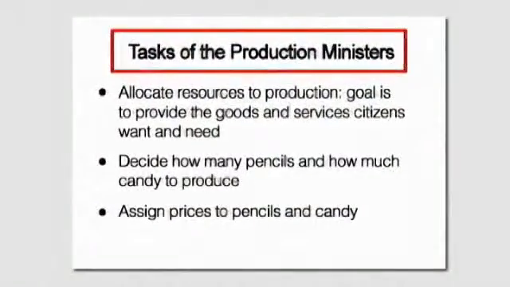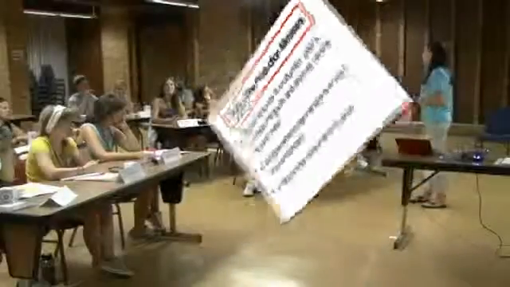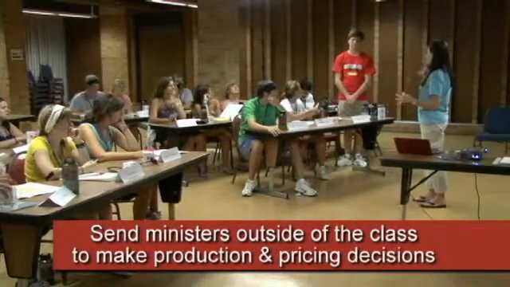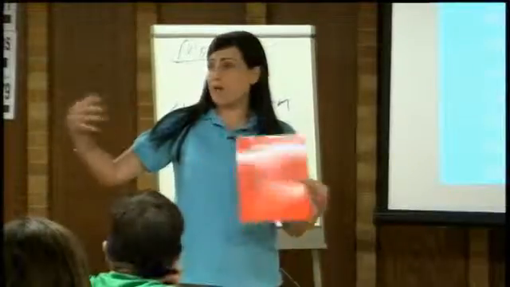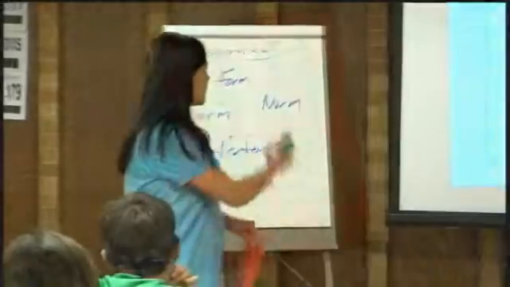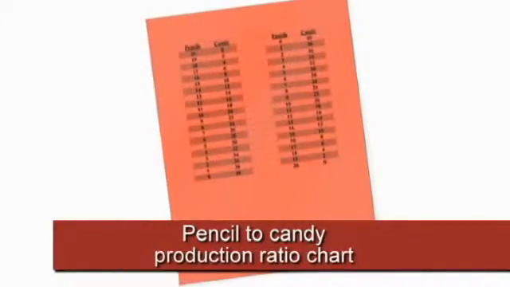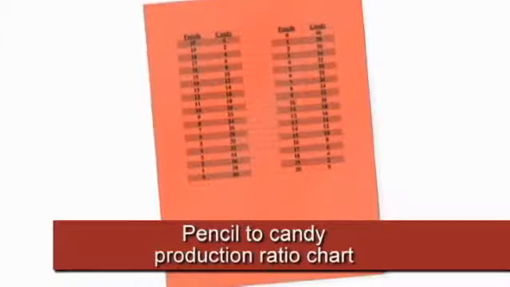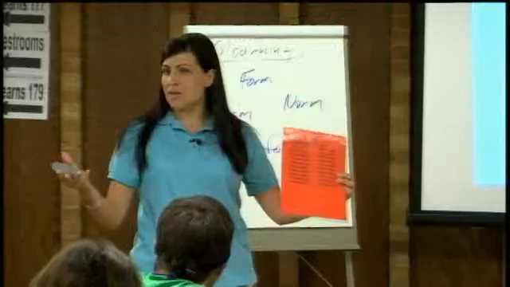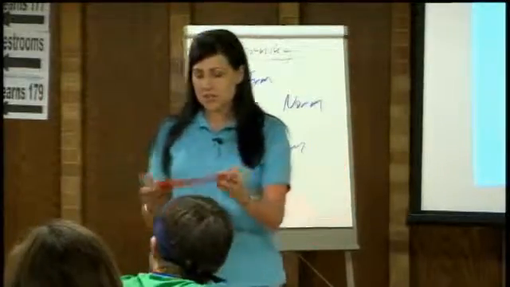The planning ministers are tasked with deciding how to use the available resources to produce 2 consumer goods, pencils and candy. Give them their minister's instruction handout and send them outside of the classroom to make their production and pricing decisions. You can choose to produce all pencils, that would be what would be in the stores, all pencils, or all candy, or some combination in between. And you can see this chart shows you different combinations of candy and pencils, and your job is to decide how much. Remember, you want to keep the people happy, and you don't want there to be any wasted resources, okay? So I'm going to let you take this outside.